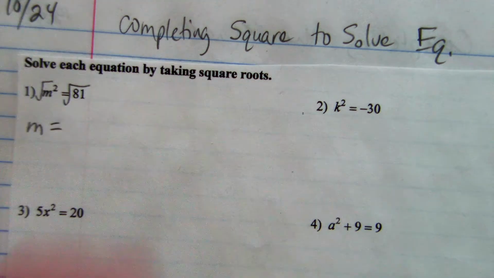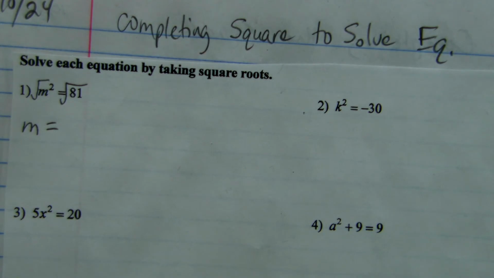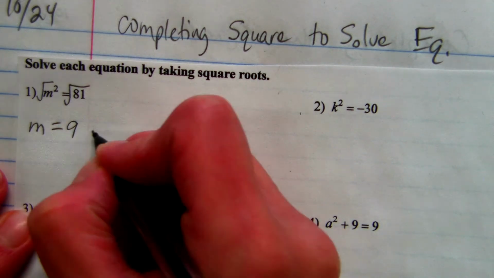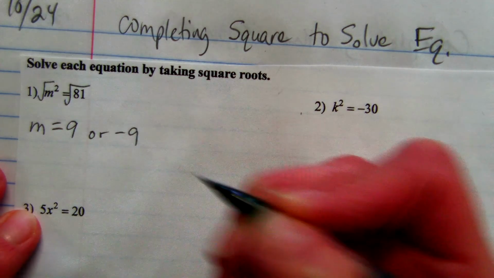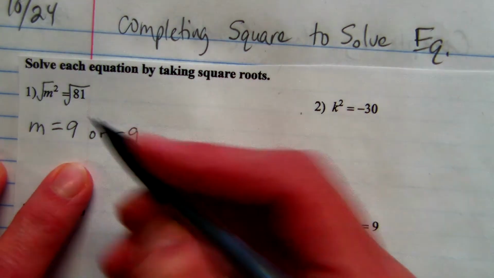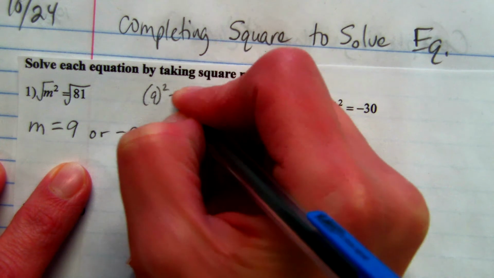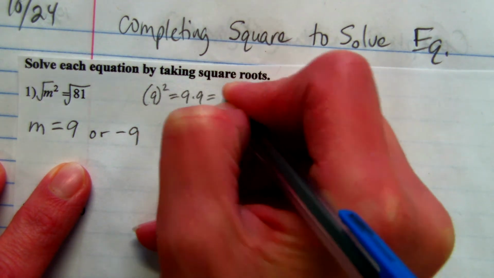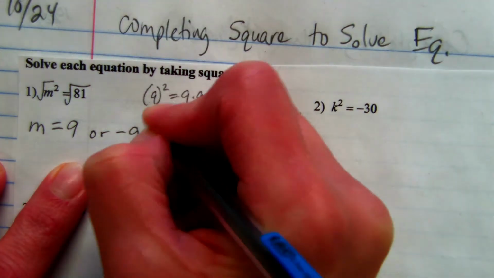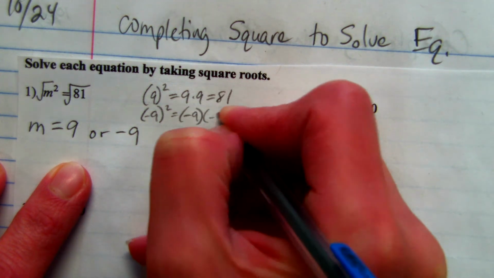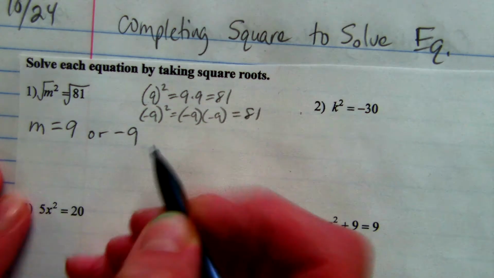Now what's going to be a little different than what we've done with these in the past is I have to think about there's actually two answers. There's 9 or there's negative 9. The reason why there's 2 is because if I take 9 and square it, it's 9 times 9 is 81. If I take negative 9 and square it, that's negative 9 times negative 9, which is still positive 81.